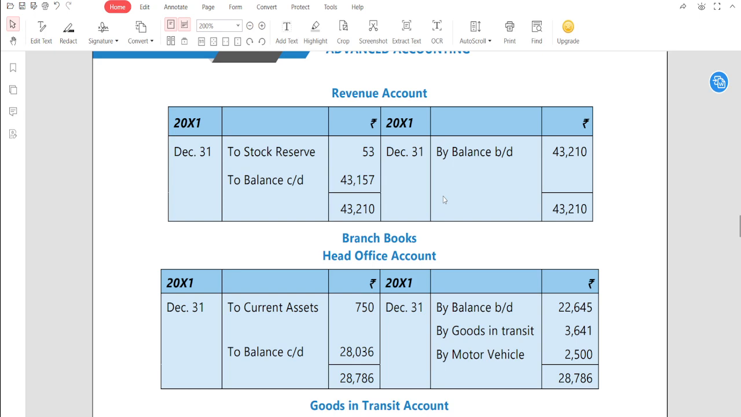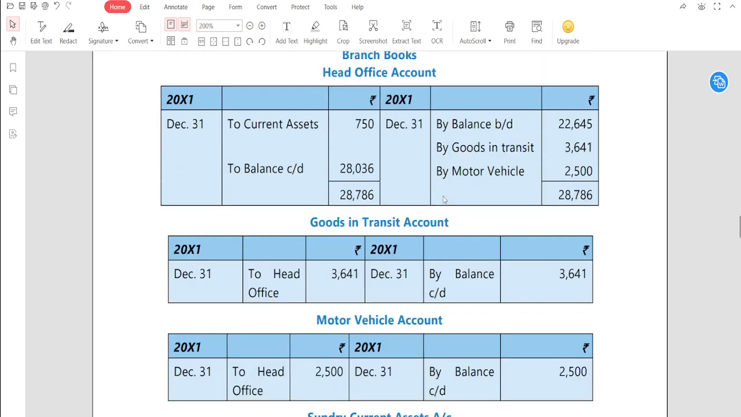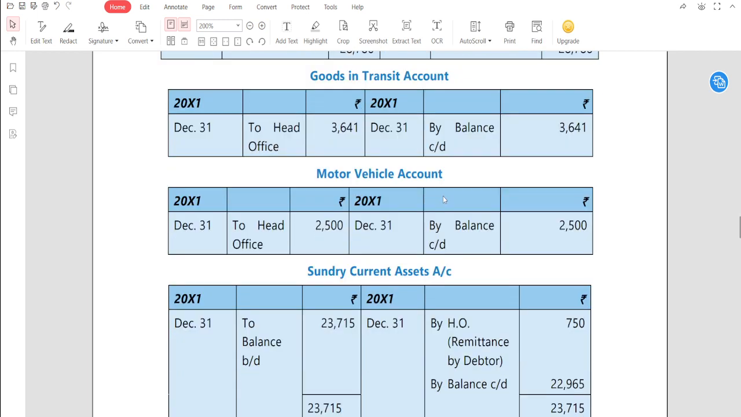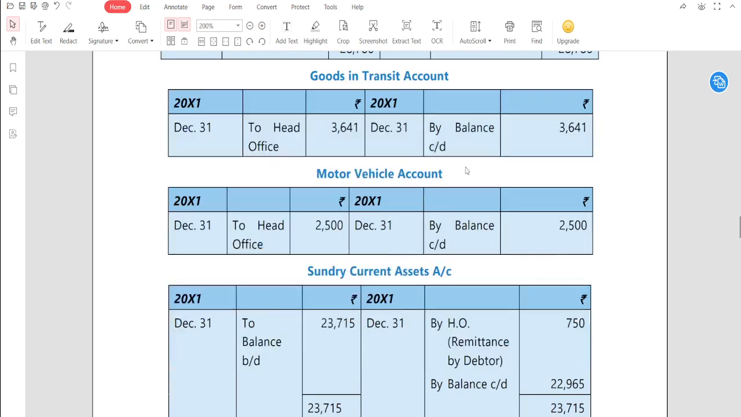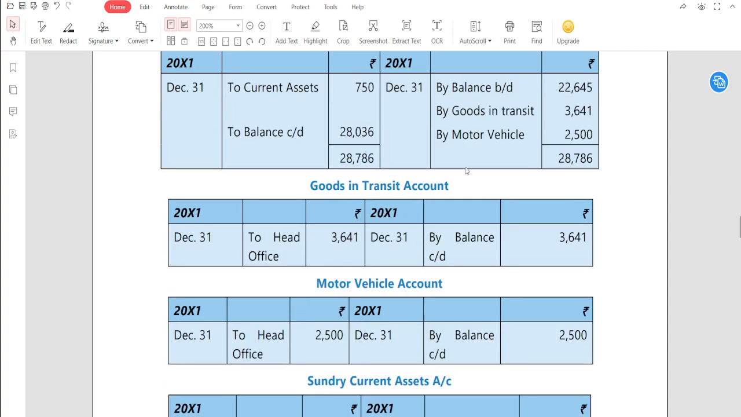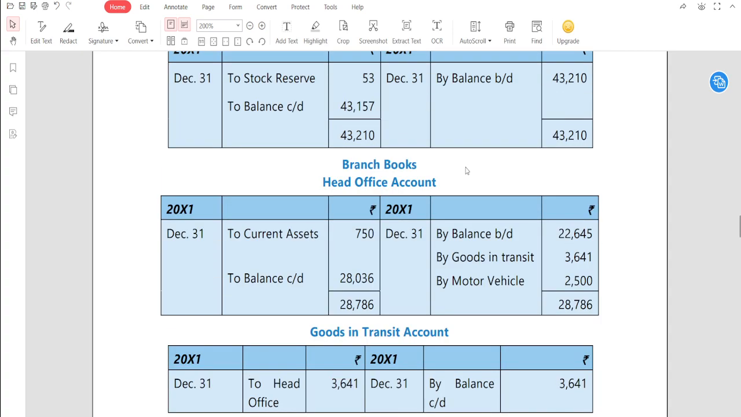They have prepared one HO account. Goods in transit you can prepare because there is a transaction related to the goods in transit that is yet to be received by the branch. They have prepared the sundry current asset account, and obviously they have prepared a separate account which we are not going to prepare. It's not a matter, but we have to prepare because there will be a balance in the motor vehicle account. So 4 accounts: HO account, goods in transit account, motor vehicle, sundry current asset. So both the books are maintaining 4 accounts only, in terms of this particular solution.